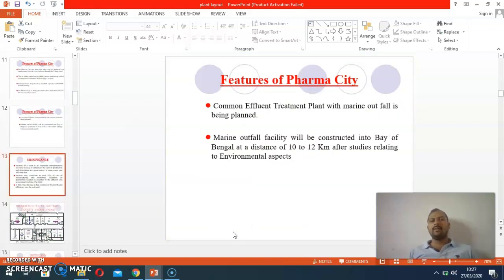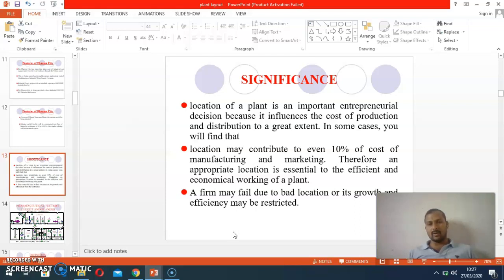Apart from that, the significance of location: the location of a plant is an important entrepreneurial decision because it influences the cost of production and distribution to a great extent. In some cases you will find that the location may contribute even 10% of the cost of manufacturing and marketing. Therefore an appropriate location is essential to the efficient and economical working of a plant. A firm may fail due to a bad location, or growth and efficiency may be restricted. So overall we can say that 10% of the cost of your formulation depends on the location.